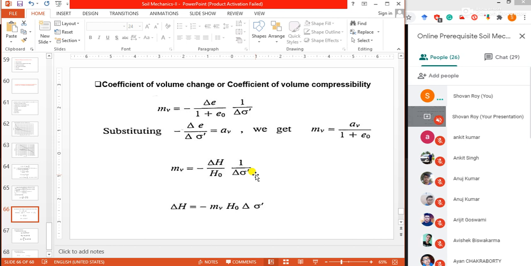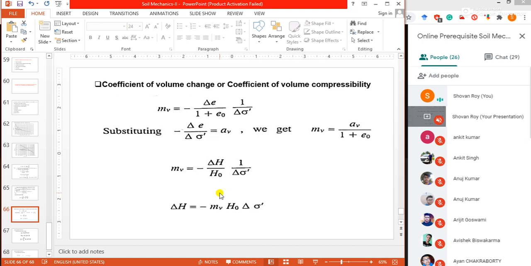If we consider thickness instead of the volume of the soil, because this is one remolded sample and one dimensional, from the one dimensional consolidation test we are getting these values. So thickness we can consider instead of volume of the soil.